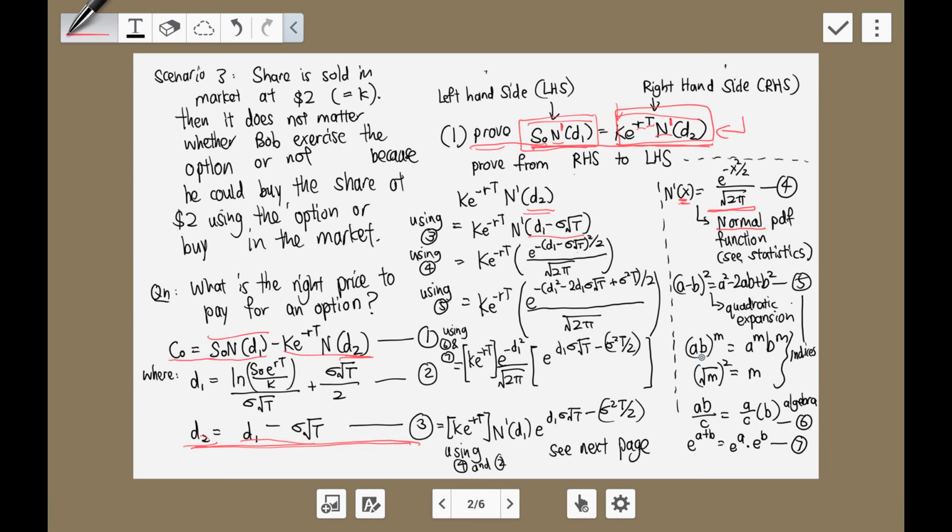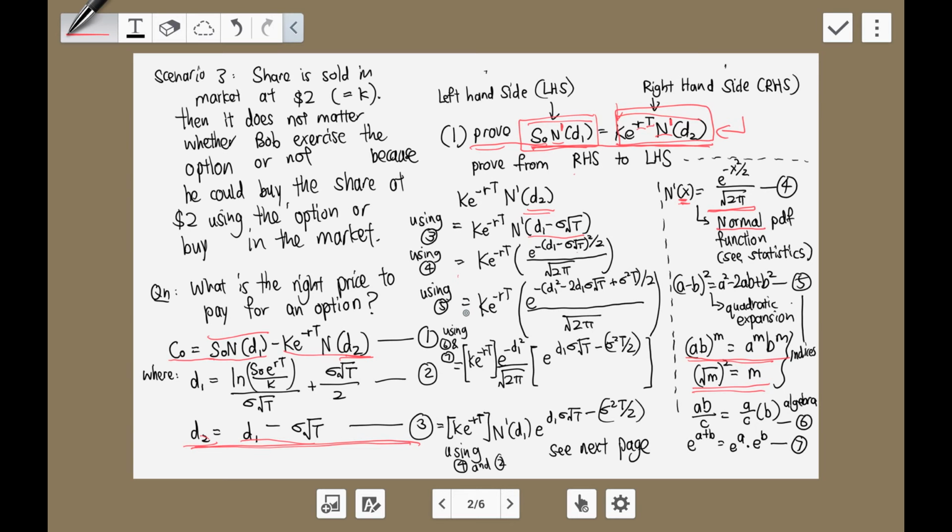If you are not familiar with indices, this is the rule for the indices. This is how I arrive from sigma root T squared, the square of sigma root T, at sigma squared T, from these two formulas. You can pause the video at any point to have a detailed look at this and match it with the figures here, so that you know exactly how I derive from step to step.